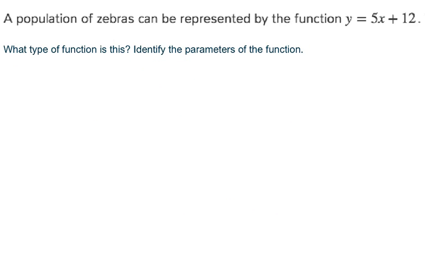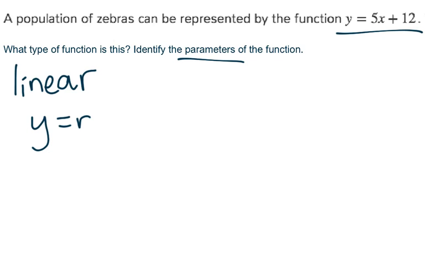Let's try one more. A population of zebras can be represented by the function y equals 5x plus 12. What type of function is this? And identify the parameters of the function. So this is clearly a linear function. There's no special characters. There's no powers that are being raised to. There's no square roots being taken. It's a simple linear function.